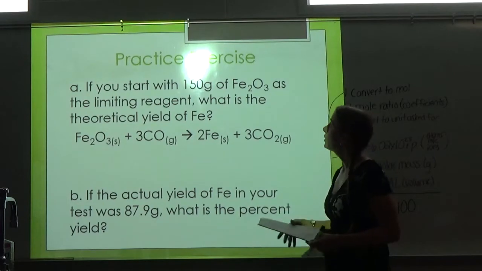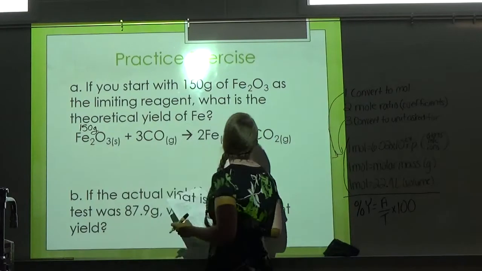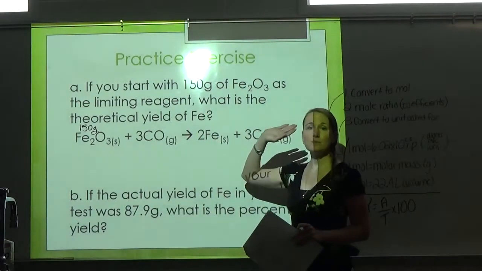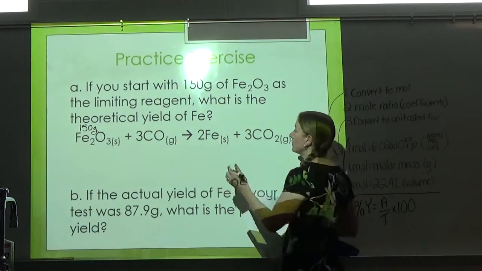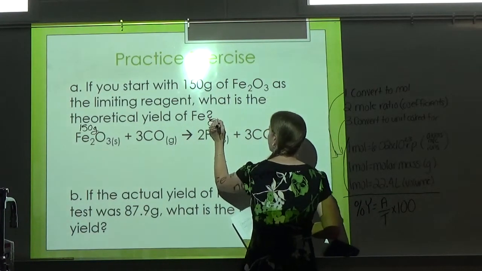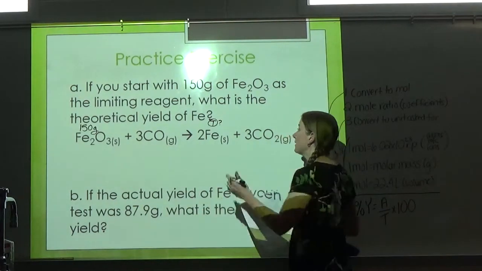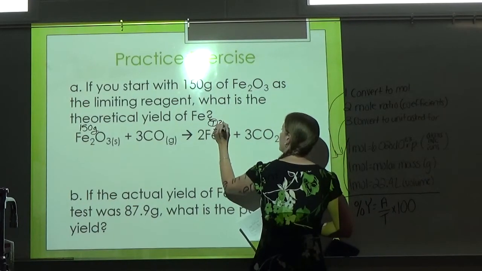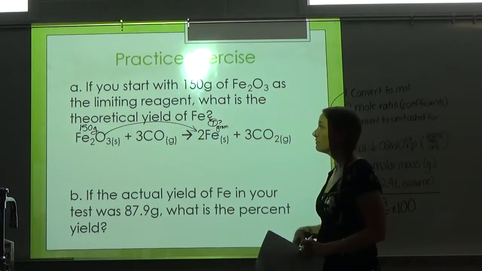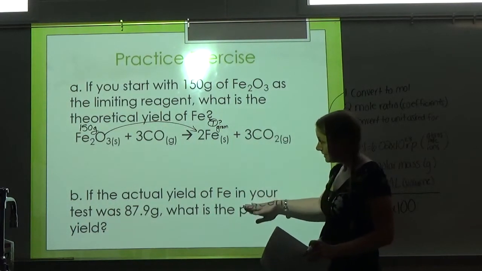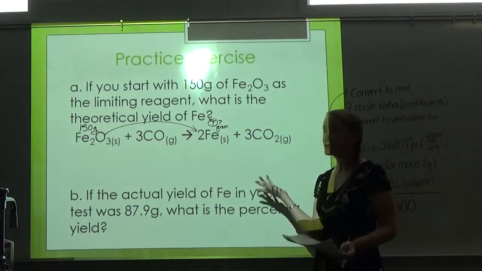So it says, if you start with 150 grams of Fe2O3 as the limiting reagent, so again, that just means I don't need to worry about figuring out if it's limiting or not. What is the theoretical yield of iron, or Fe? Now I can go ahead and look at part B and see that they're going to give me the actual in grams. So that means for my theoretical, I want to also switch to grams. So I'm going to go from here to here to figure out my theoretical. And then, because they're going to give me the actual in part B, I can then calculate the percent yield.